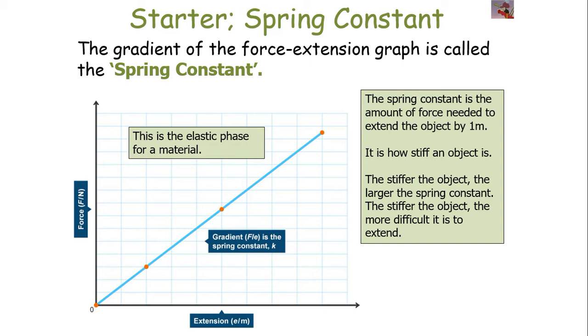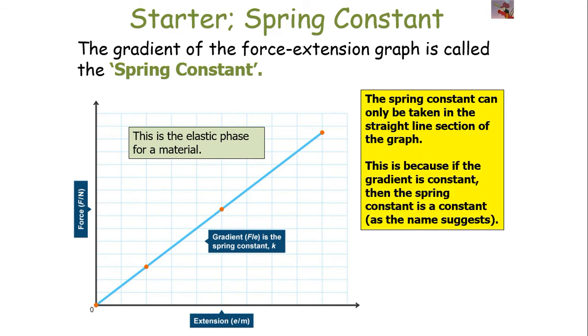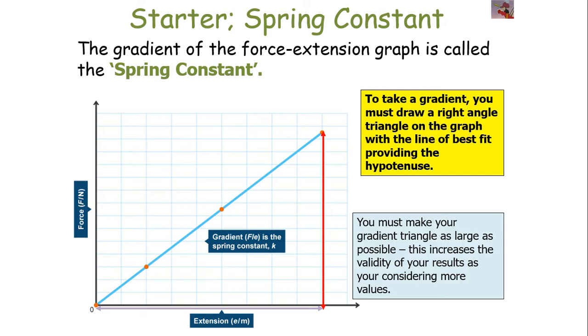So the stiffer the object, the larger the spring constant, and the more difficult it is to extend. Now, the spring constant can only be taken in the straight line section of the graph. That's because the gradient has to be a constant, because the spring constant, as the name suggests, is actually a constant. To take the gradient, remember you draw a right angle triangle on the graph with the line of best fit providing the hypotenuse. You try to make your gradient triangle as large as possible, because this will increase the validity of your results as you're considering more values for your gradient.